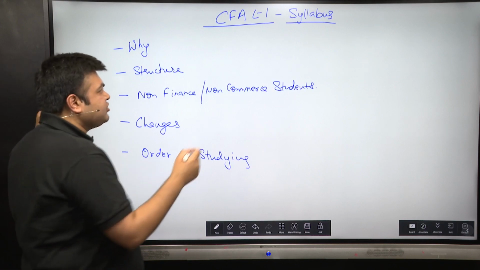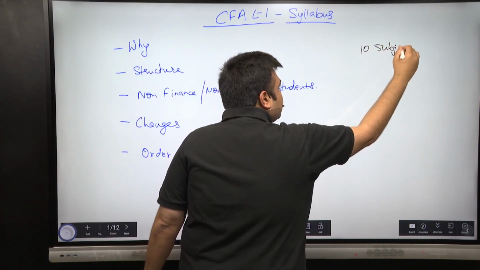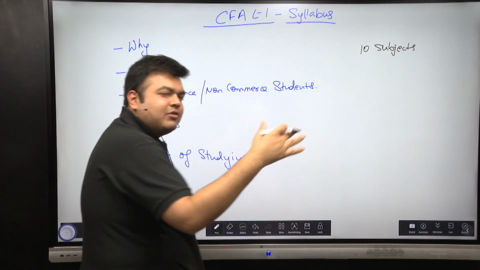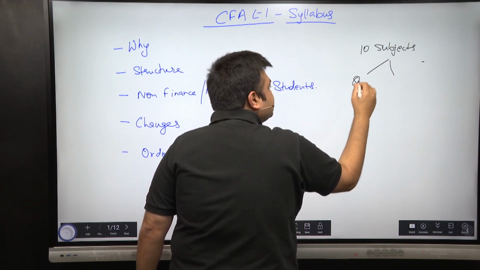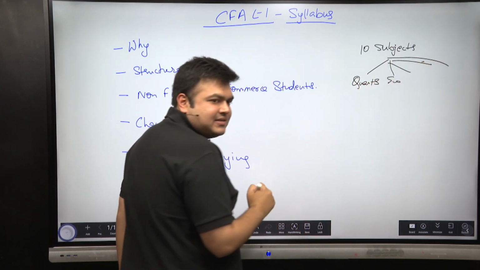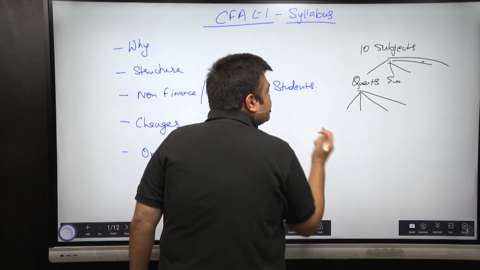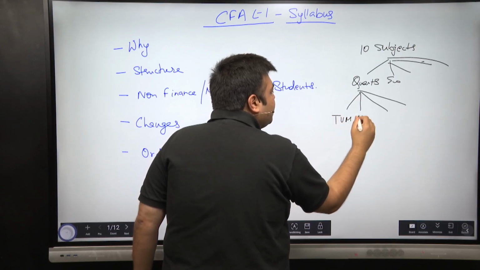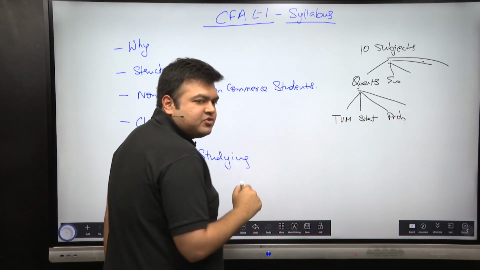So how does the structure work? Basically, we have, let's say, 10 subjects in each of the levels. In level 2, level 3, the subjects might change. I'll discuss that also. We have subjects like quants, economics, etc. For every subject, we have something called the learning modules. So suppose we have a chapter on time value of money, we have something on statistics, we have something on probability. So we have these chapters.